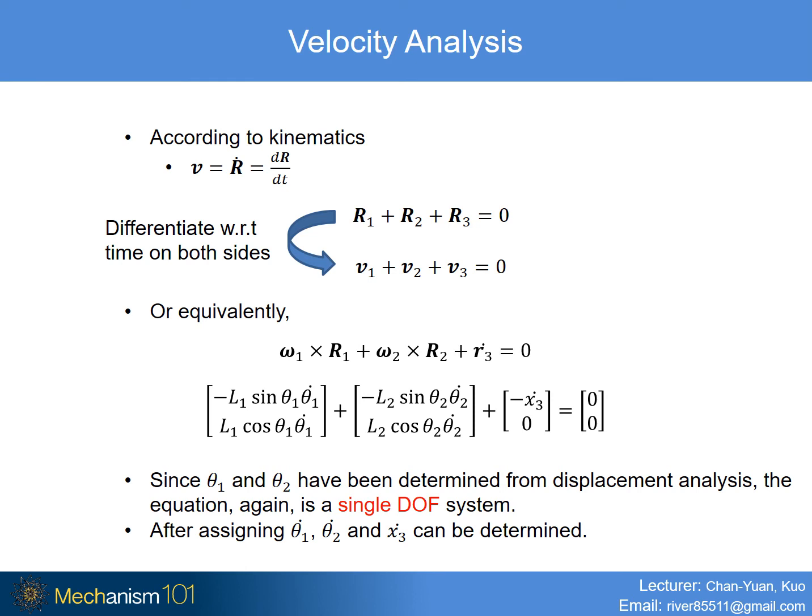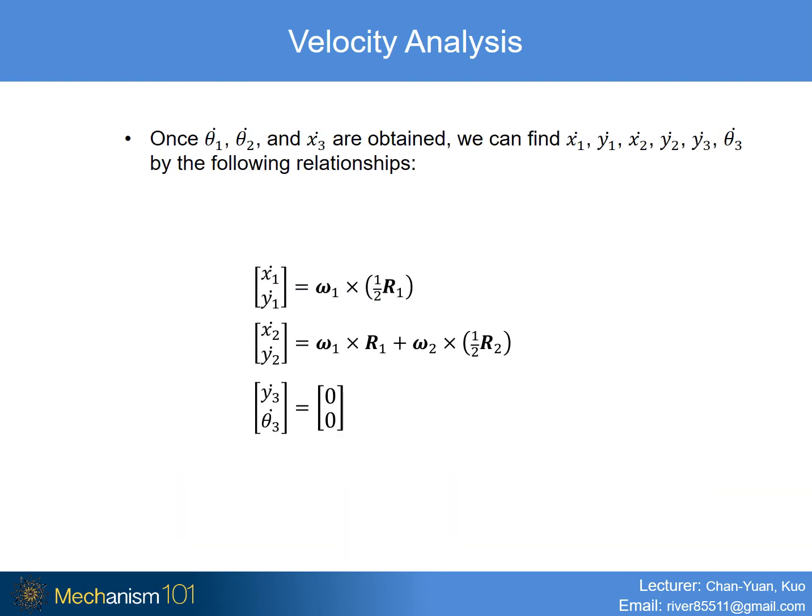With these two constraint equations, we again have obtained a single DOF system, which can be easily solved using MATLAB by the exact same procedure that we mentioned in the previous example. Once θ1 dot, θ2 dot, and x3 dot have been determined, the rest of the coordinates can be determined by the following relationships. And notice that the reason why y3 dot and θ3 dot are 0 is because y3 and θ3 are 0 respectively.